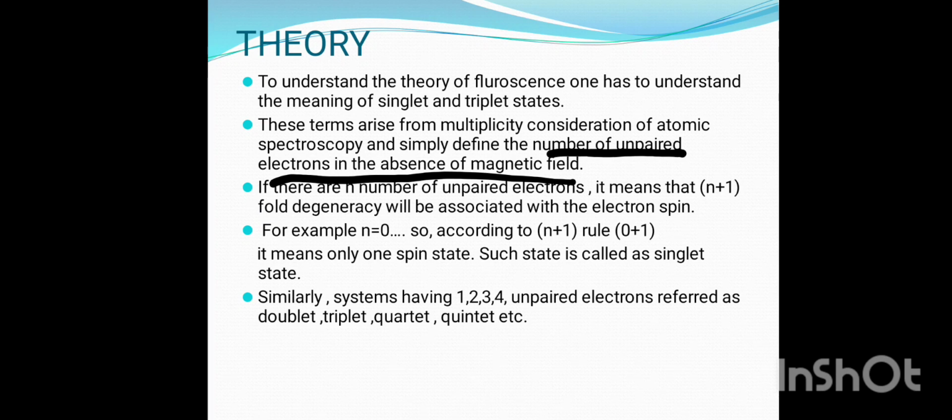For example, if n is equal to 0, then according to this n plus 1 rule, 0 plus 1 means how many spin states? Only one spin state is present. So this is called a singlet state. Similarly, if n is equal to 1, 2, 3, 4 and so on, we can determine that it is a doublet, triplet, quartet, quintet, etc.